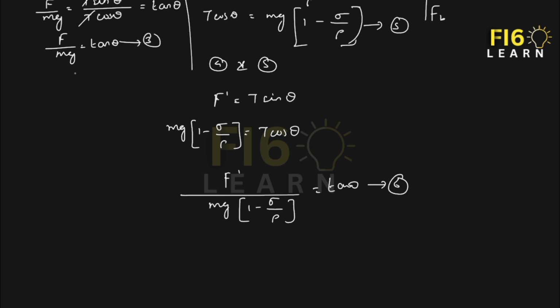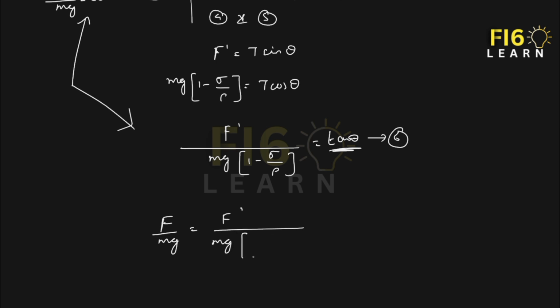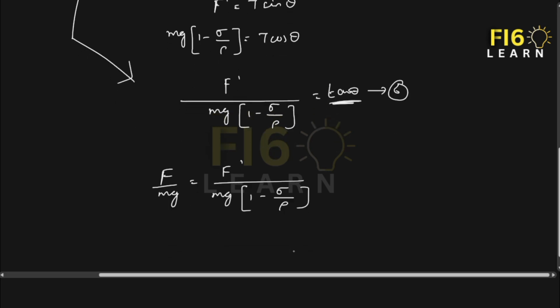Now you can compare equation 3 and equation 6. You can have the tan theta value. So tan theta is common because in the question itself it is mentioned the theta value remains the same. The angle between the two spheres remains the same even when they are shifted to the other medium. So we can equate equation 3 and equation 6. You will get F by mg is equal to F dash by mg into 1 minus sigma by rho.